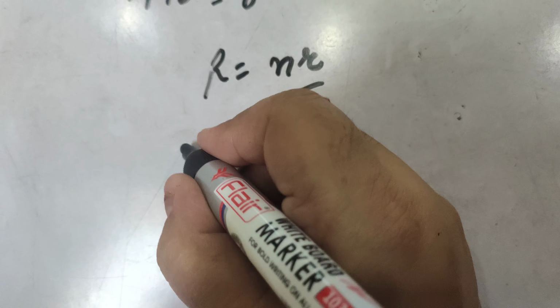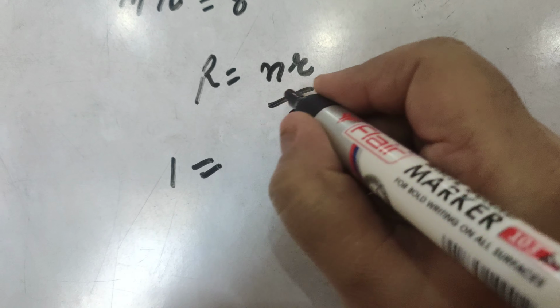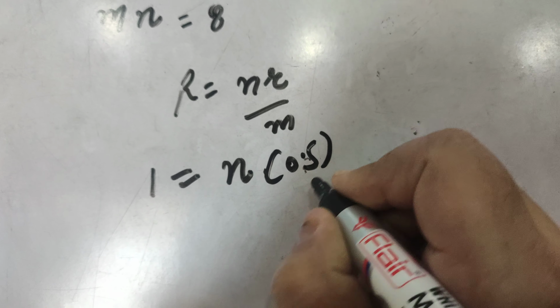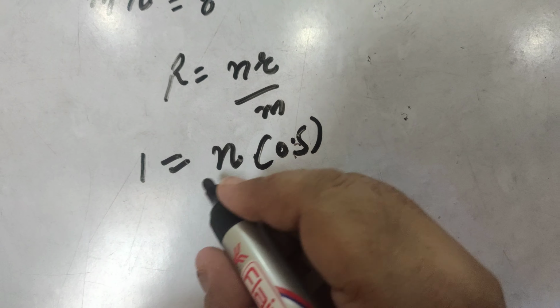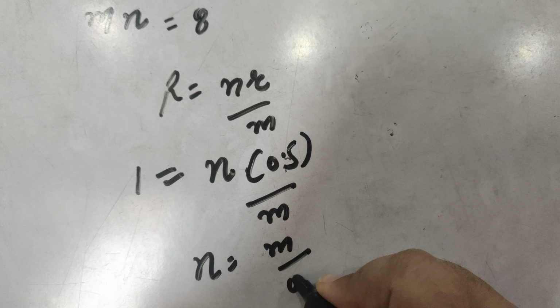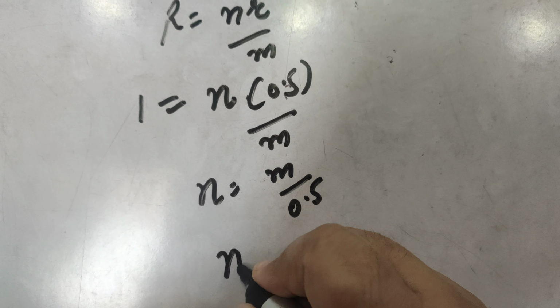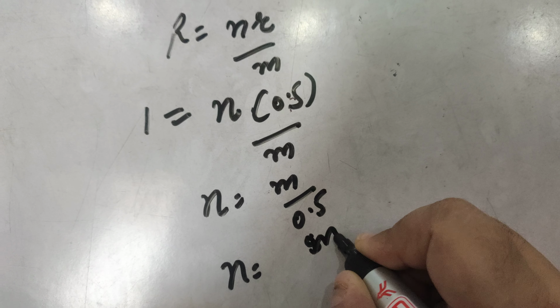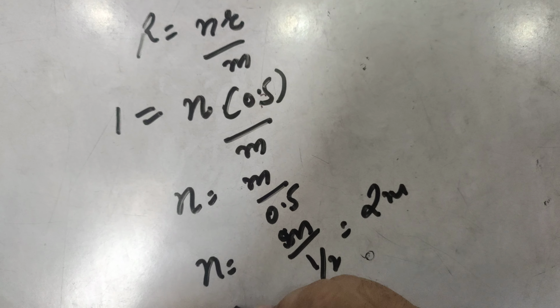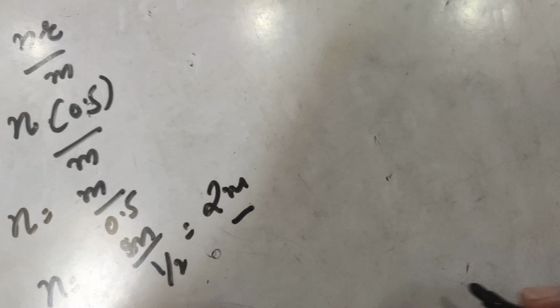Putting R as given, 1 ohm is equal to n, which we don't know, times r, 0.5, upon m. So we can get the value of n from this: n is equal to m upon 0.5, and 1 by 0.5 is 2, so n is equal to 2m. So we have calculated n in terms of m.